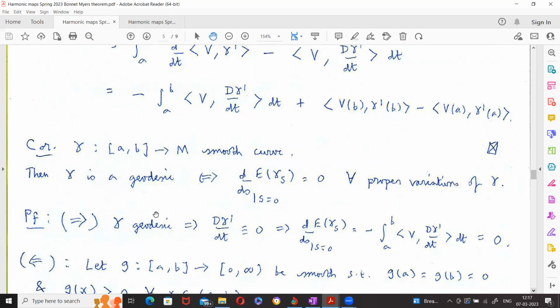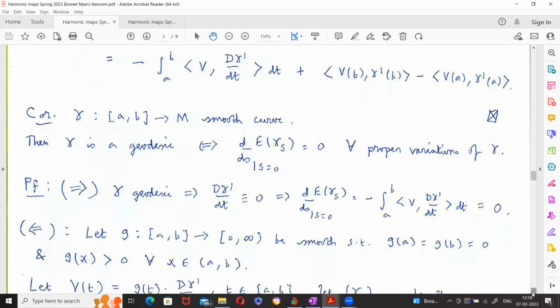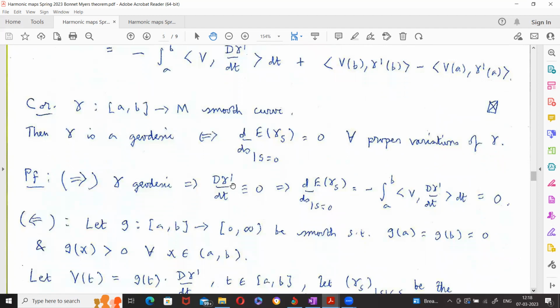Well, one direction is clear. If gamma is a geodesic, then d gamma prime dt is 0. So therefore, for the derivative of the energy, notice if the variation is proper, then these two boundary terms vanish, right? V_B and V_A are 0, so the boundary terms vanish. So you just have this integral. The derivative of the energy is minus this integral from a to b of v, d gamma prime dt. So this is 0 because gamma is a geodesic, so d gamma prime dt is 0. So if gamma is a geodesic, then it is a critical point of the energy functional. You can think of it that way, right?